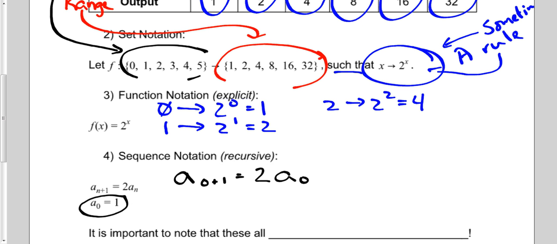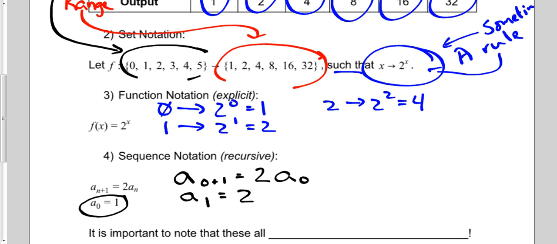So then a, and I'm looking at this part right now, this one right here, that is going to be a sub 1. And that's going to equal, again, I'm taking this term right here and assigning it into there. So now I get 2 times 1, which equals 2. So a sub 1 equals 2.